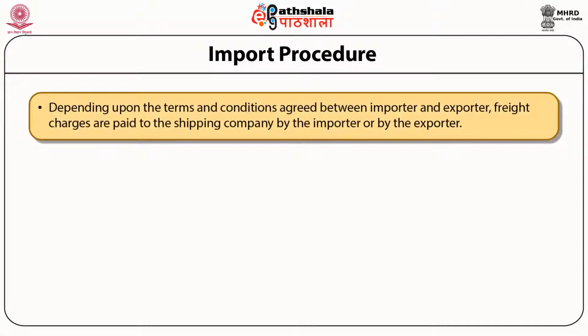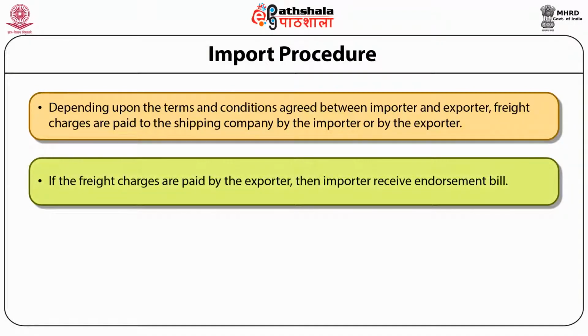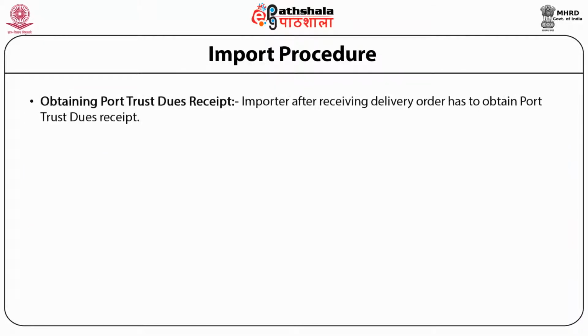Depending upon the terms and conditions which have been agreed between the importer and exporter, freight charges are paid to the shipping company by the importer or by the exporter. If the freight charges are paid by the exporter, then the importer receives the endorsement bill. If freight charges are to be paid by the importer, then the endorsement bill is given on clearance of freight charges by him.